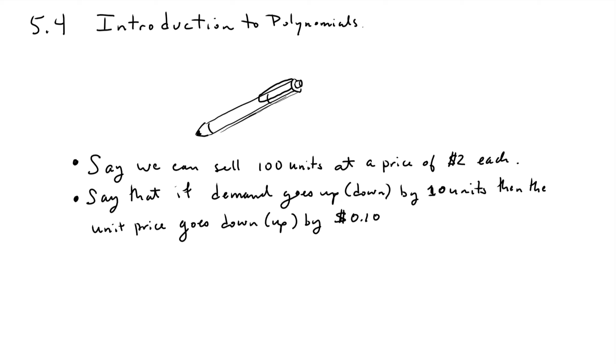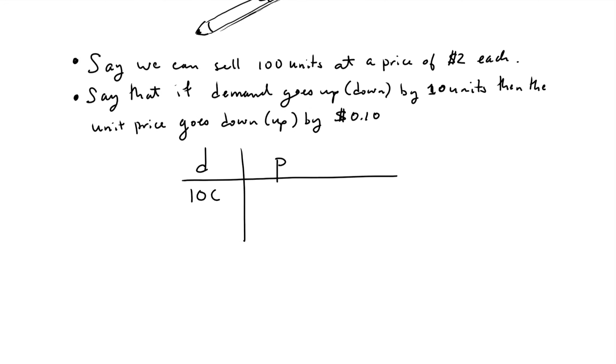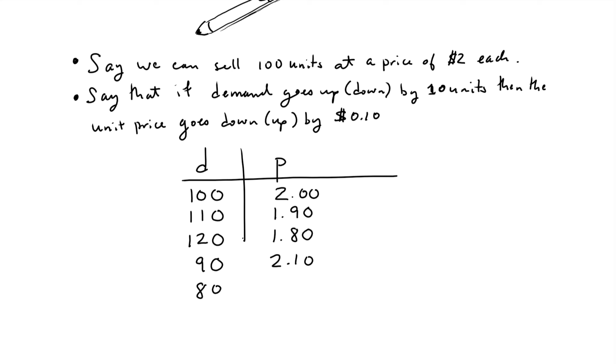To illustrate this, I'm going to put some numbers in a table. So imagine D is demand, P is the unit price. So we know that if the demand is 100 units, we can sell them at a unit price of $2 each. But according to my next rule, if the demand goes up by 10 units, the price goes down by 10 cents. So I'd be selling them at $1.90. If it goes up 10 more, I'd be selling them at $1.80. It goes down by 10 cents each time. Similarly, if the demand goes down by 10, the price is going to go up by 10 cents. Like that.